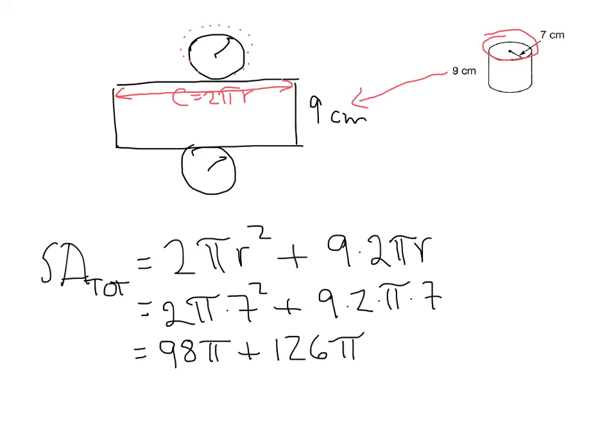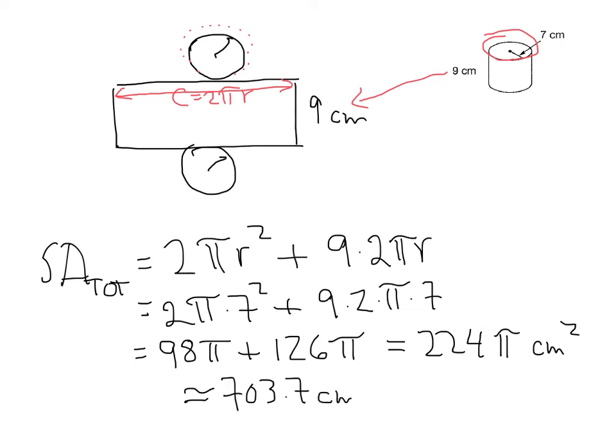So we could actually combine those two together and collect our pi's and get 224 pi centimeters squared, and that would be a legitimate answer. Oftentimes you're asked to multiply that out, and therefore you should multiply 224 times pi, which gives you approximately 703.7 centimeters squared for the area.